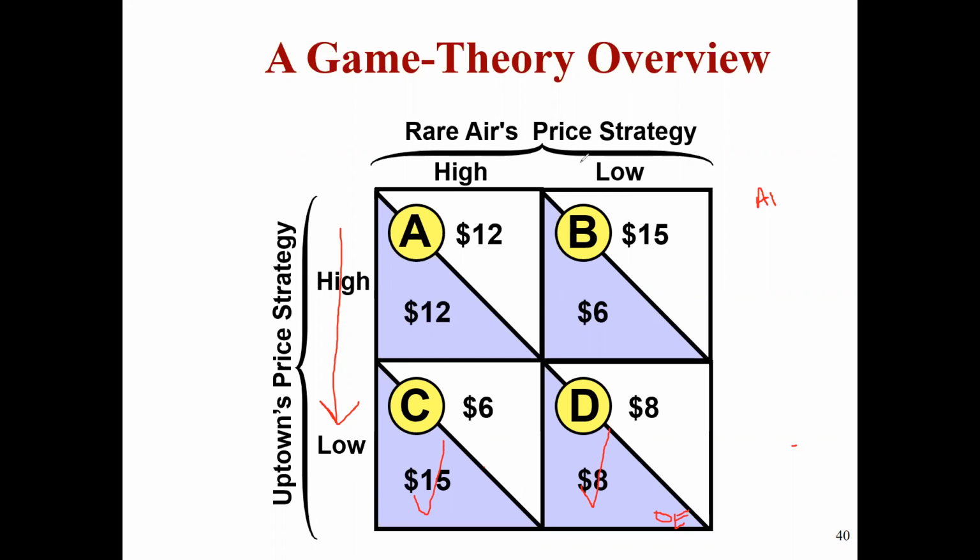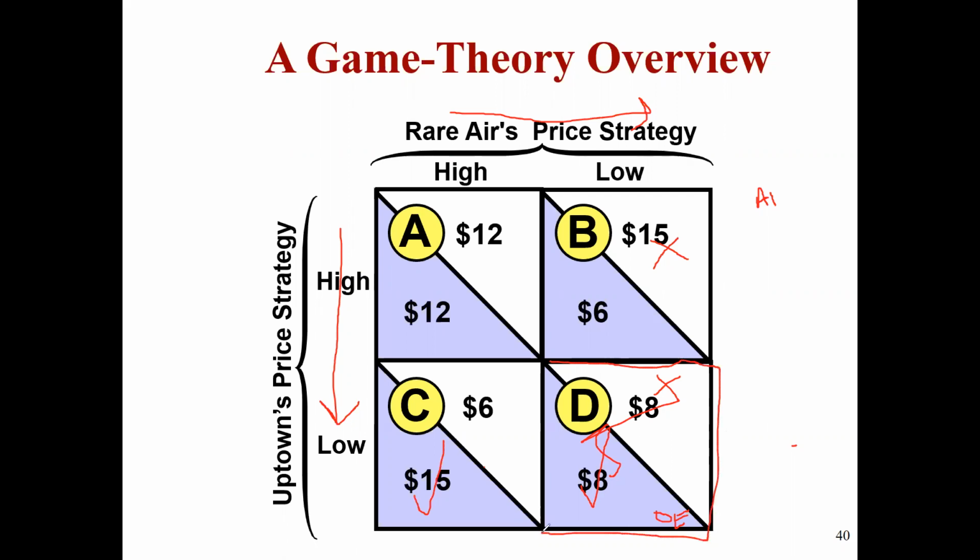Now, if I look at Rare Air, I want to go this way. If Uptown goes high, Rare Air could go high and make 12 or low and make 15. I put an X in this box instead of a check to say what Rare Air should do. If Uptown goes low, Rare Air could go high and make 6, or low and make 8. It's going to go low. Now, this is a case where both of the dominant strategies are low. If I have a check and an X and a square, that signifies Nash's equilibrium.